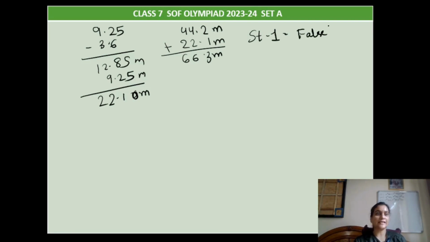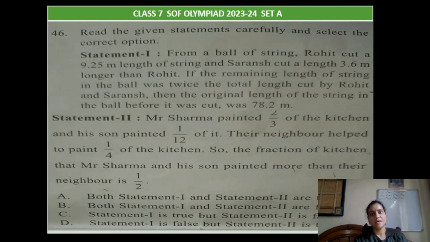So let's go to the second statement. Now let's read the second statement. Mr. Sharma painted 2 by 3 of his kitchen and his son painted 1 by 12 of it. So together they have painted 2 by 3 plus 1 by 12. Their neighbor helped to paint 1 by 4 of the kitchen. Okay. So the fraction of the kitchen that Mr. Sharma and his son painted more than their neighbor is half. So first let's do 2 by 3 plus 1 by 12. Then we will find the difference. We'll subtract 1 by 4, that is the fraction painted by the neighbor. If it is half, then statement 2 is true.